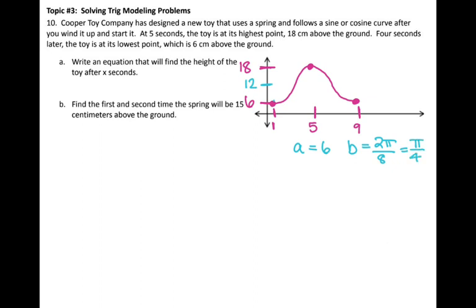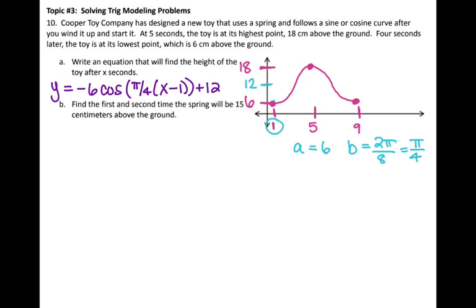The other piece of information we need to know is our phase shift. Our phase shift is 1. So when I write my equation, I'm going to write y equals, it is a negative cosine graph because normally cosine would start at your peak. In this case, it's starting at your low. So I'm going to do negative 6 cosine, and then my b was pi over 4. And then x minus your horizontal shift. So it'll be x minus 1. And then my midline is 12, so that would be plus 12. So there's your equation for part A.